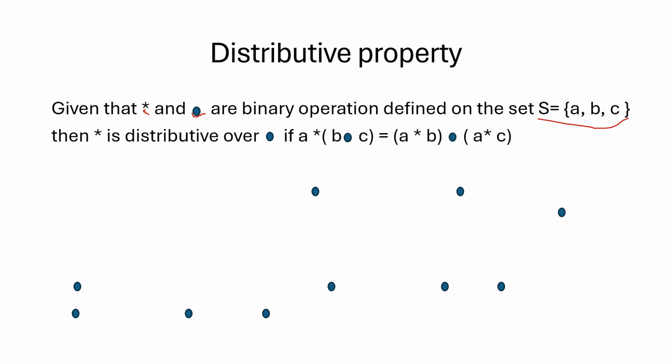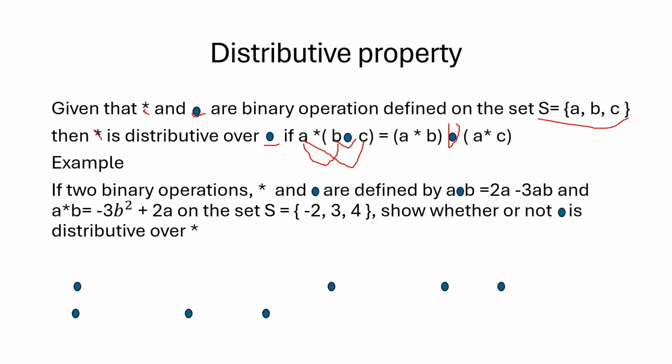then the binary operation star is distributive over the binary operation dot if A operated on by star into bracket B operated on by C by the dot is equal to the combination of A and B operated by star and A and C operated on by star, operated on by the dot binary operation, right? So let's see how it is proved.